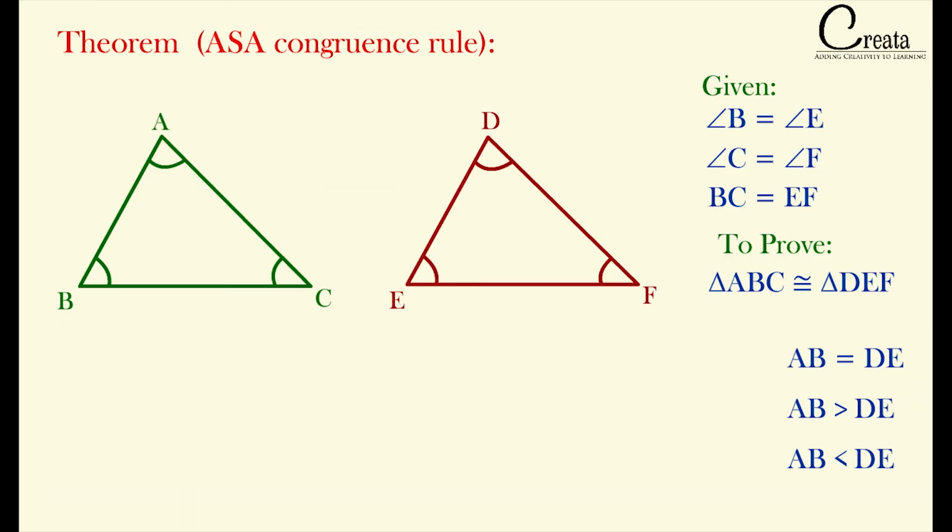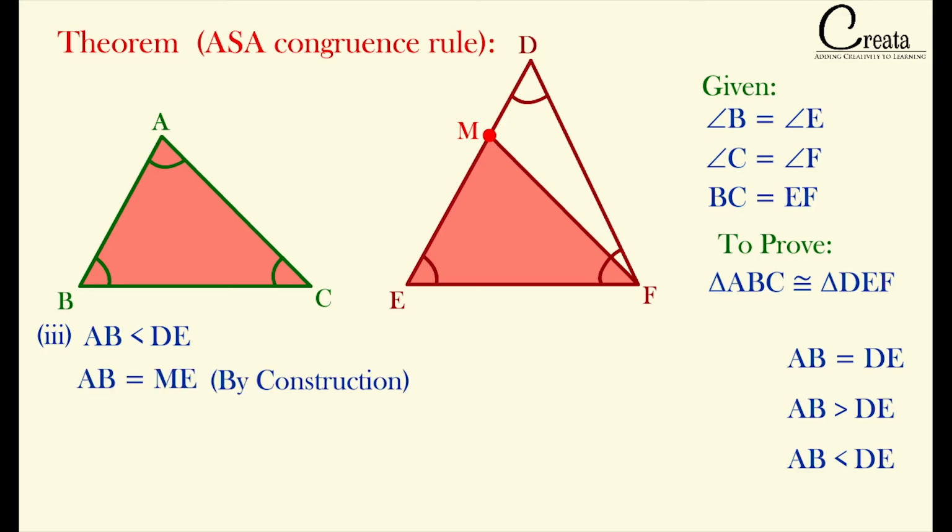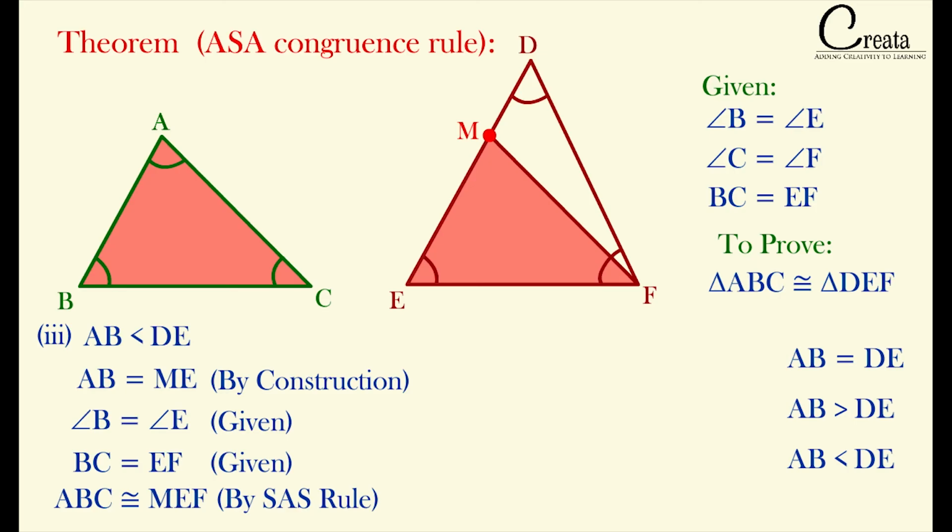Let's move to case number 3, that is AB is less than DE. Here DE is greater. Let's take a point M on DE such that AB is equal to ME. We will repeat the same thing. Let's observe the triangles ABC and MEF. AB is equal to ME, that is by construction. Angle B is equal to angle E and BC is equal to EF, that is given. So by SAS rule, both the triangles are congruent to each other.